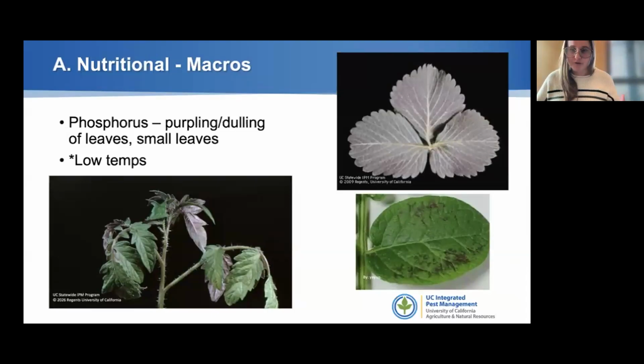The other macronutrient that plants use is phosphorus. So phosphorus isn't used quite as much and it's not as mobile in the soil. So deficiencies are generally less common, but deficiencies on vegetable and plant leaves can look like a few different things. You can just get smaller leaves in general, purpling and dulling in color in certain plants like tomatoes and strawberries. You'll get that purple color on the bottom sides of the leaves.